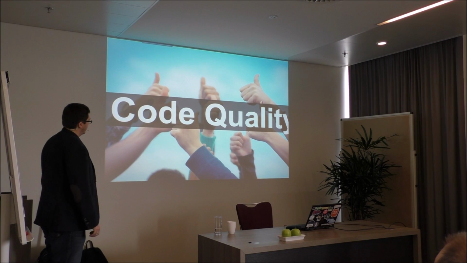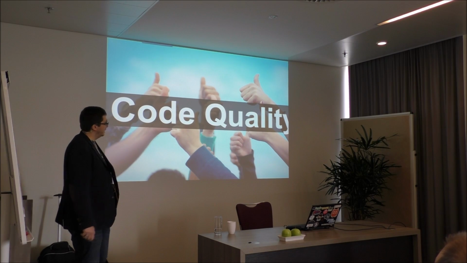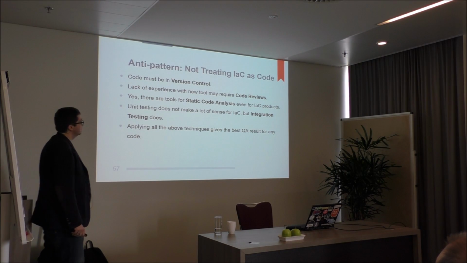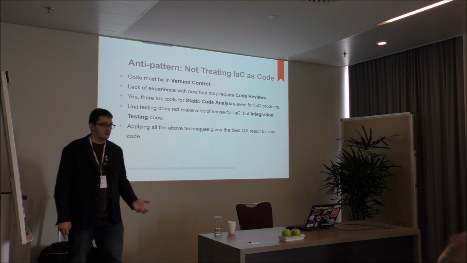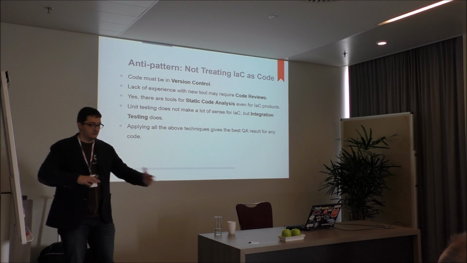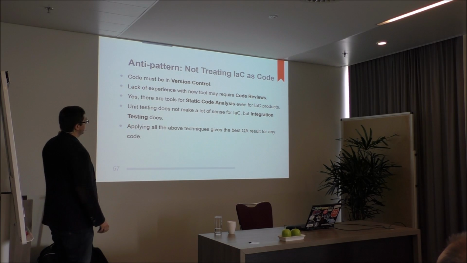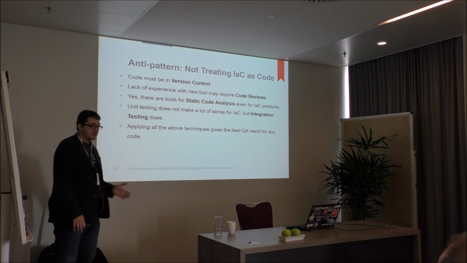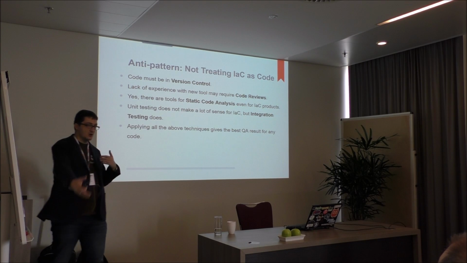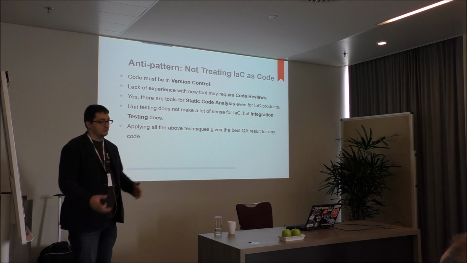Okay, the next set of patterns is set up around code quality, and the main anti-pattern to me is that people are not treating the infrastructure as code. They treat it as some random files, and basically because it's code, it has to be version controlled. It has to probably go through code reviews, and yes, there are static code analysis tools that you can run on top of Ansible files, Puppet files, whatnot.